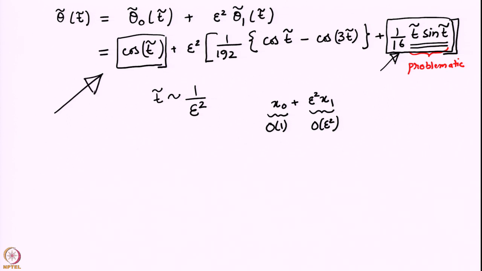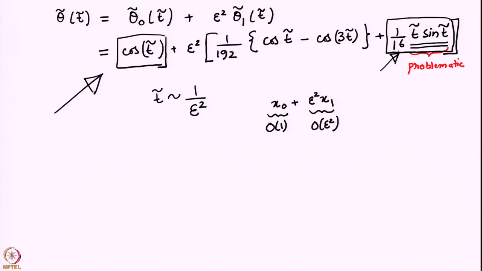If I take my time to be a finite number, then I can arrange epsilon to be sufficiently small so that the second term always remains small compared to the first term. However, if I allow time to become large and very large, then at some time the second term is going to become as large as the first term. And so the ordering of the perturbation series, which says that every successive term should be smaller than all the terms on its left, gets disturbed. So this is clearly a problem.